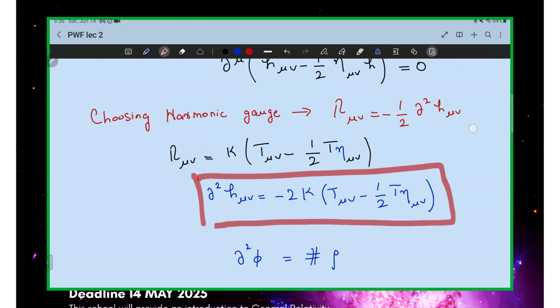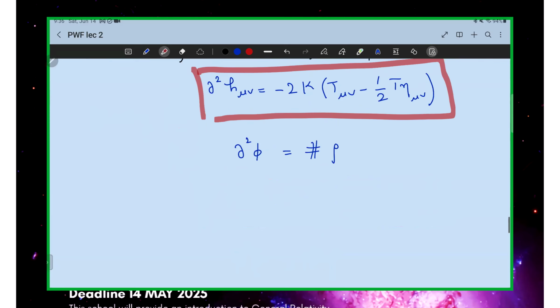So that's the reason. Okay. Now, if you look at this equation, it's pretty similar to the equations that you get in electrodynamics, right? And it's not hard to write down the solution of this equation. If you remember the expressions for the potential that you get from electrodynamics, the expression for H mu nu is going to be very similar.